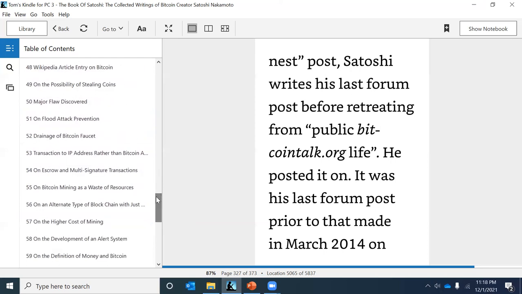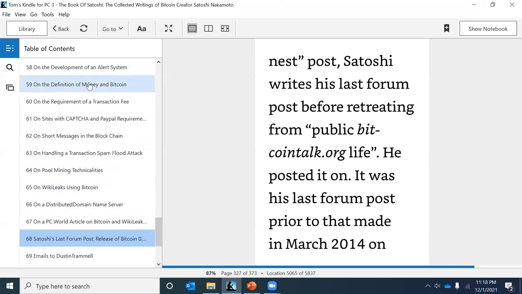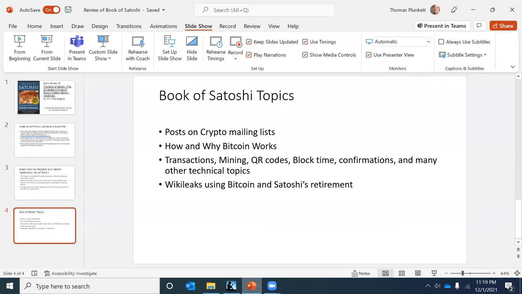On the possibility of stealing coins, some flaws, flood attacks, the Bitcoin faucet being very popular and running out of funds, the high cost of mining back in those days, the definition of money in Bitcoin, short messages in the blockchain, and handling transaction spam flood attacks in the blockchain, the very early days of pool mining. And then closing off, we have WikiLeaks using Bitcoin, which led to Satoshi Nakamoto giving his last post and vanishing from public life back in 2010. So all of these are in this book. It's a fantastic book. Highly recommend it. So let's go back to the slides.